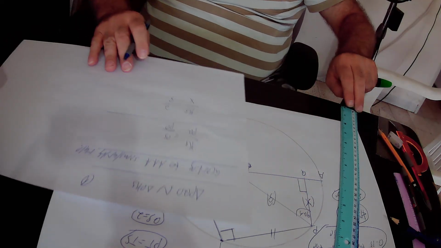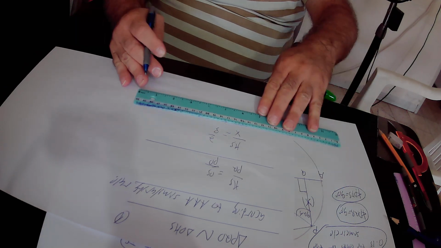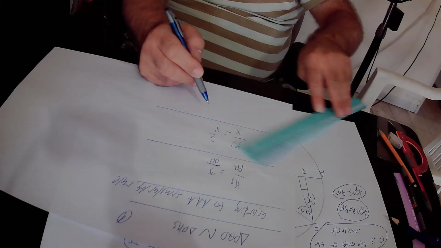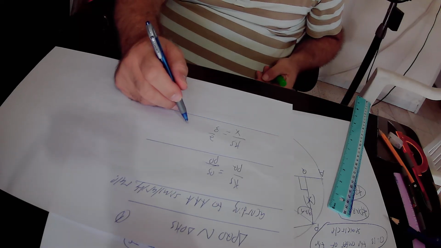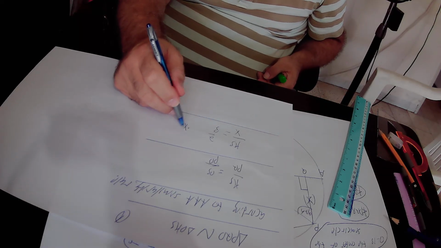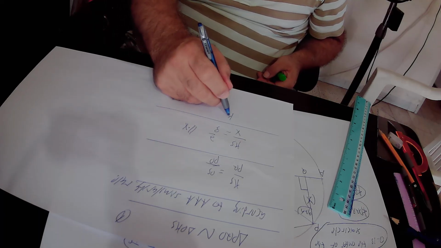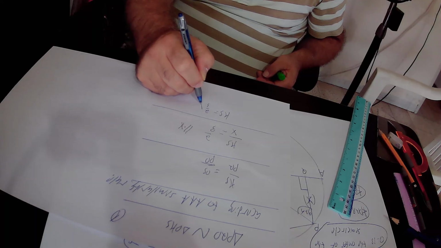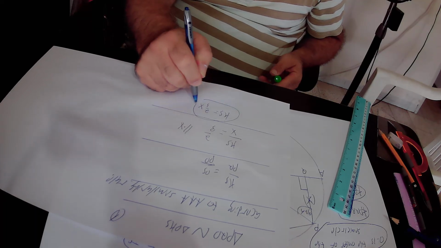So in total, we found out that KS over X equals 2/3. Again, KS over X equals 2/3. Here we multiply this equation by X and finally get that KS equals 2/3 X. Again, KS equals 2/3 X.